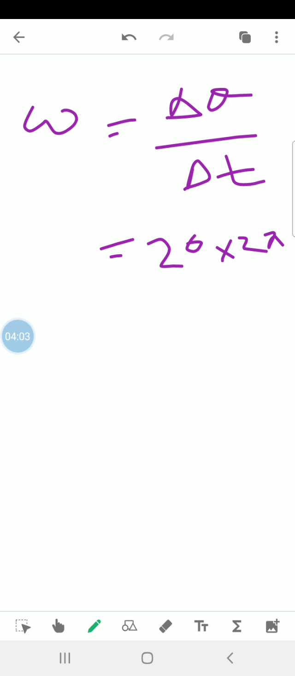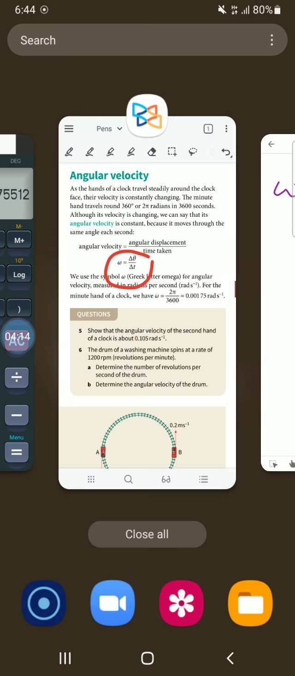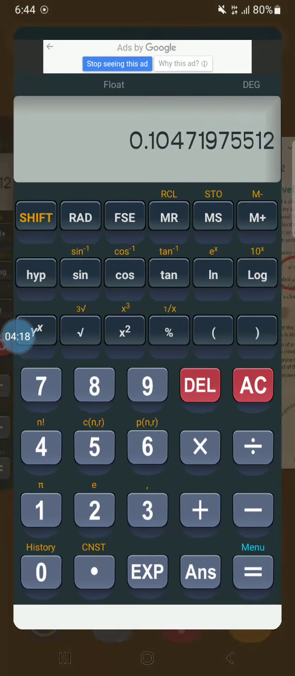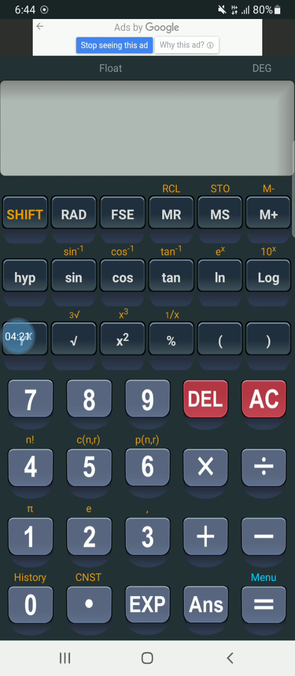So 2 pi is one circle, that into 20, divided by delta t, which is 1. So that is 40 pi. If you want to take that as a value, then you use the calculator: 40 into pi equals 125.